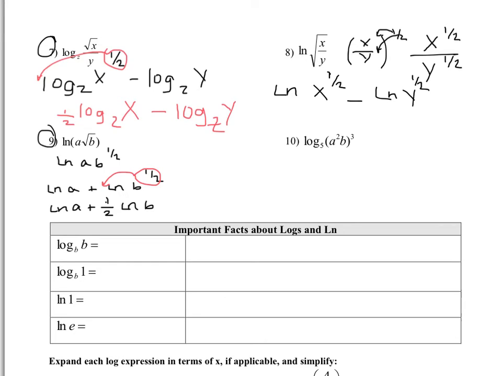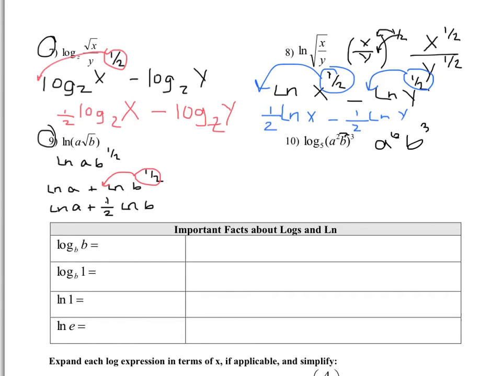And I also have two powers in here. I've got the 1/2 and the 1/2. I can drop them both down in front. So I've got 1/2 ln of x minus 1/2 ln of y. Okay, now in example number 10, I've got a squared b to the 3rd power. My suggestion would be to distribute the 3 in. So then this would be a to the 6th, b to the 3rd. And now I do the problem just like I would before.